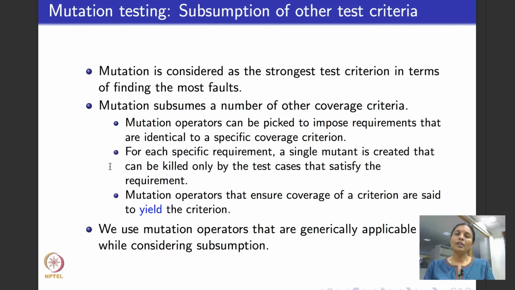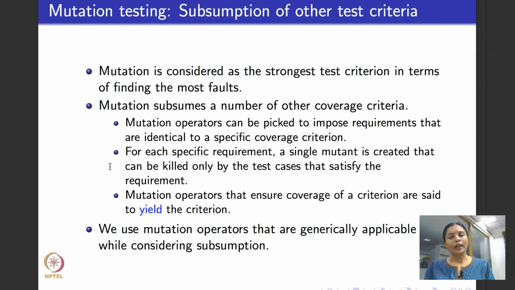But before we do that, as I ended my last lecture, we saw mutation testing. Before this, we saw graph testing, logical predicate testing. How does mutation testing compare to all the other testing criteria that we saw? I told you that mutation testing is considered one of the strongest test criteria in terms of finding capability, of finding the most number of faults.